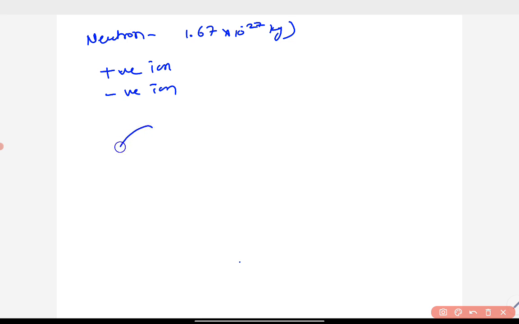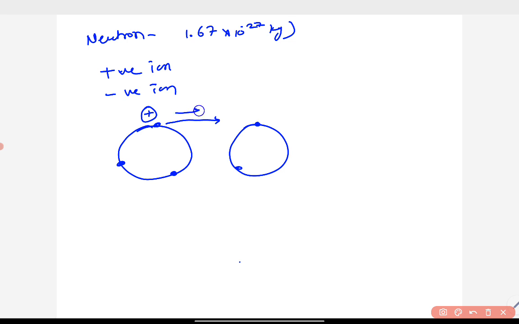So if this is the outer orbit and there are 3 electrons, and one electron is transferred to another atom, then this atom will become positive because a negative charge is transferred away. If the electron is received by the other atom, it will become negatively charged. So if the electron passes out of the atom, it is a positive ion, and if an electron is absorbed by the atom, it is called a negative ion.